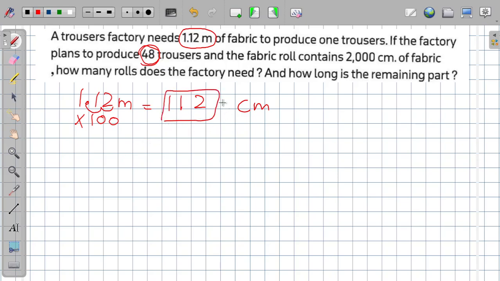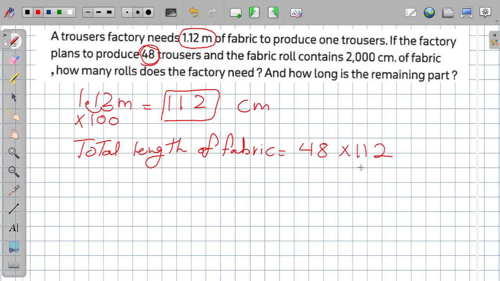So I will multiply the number of centimeters by the number of trousers. So the total length of fabric will be equal to 48, the number of trousers, by 112.